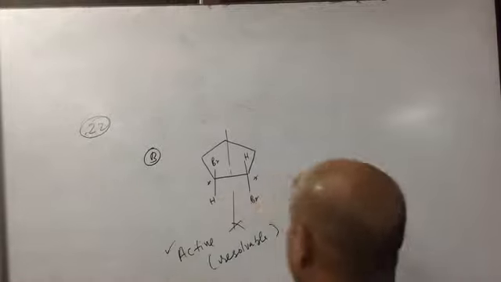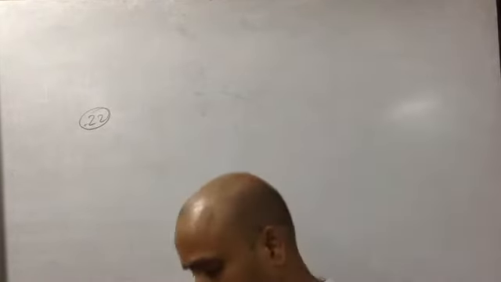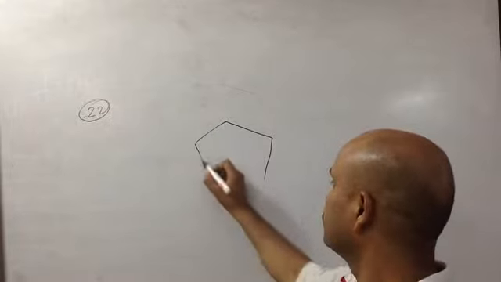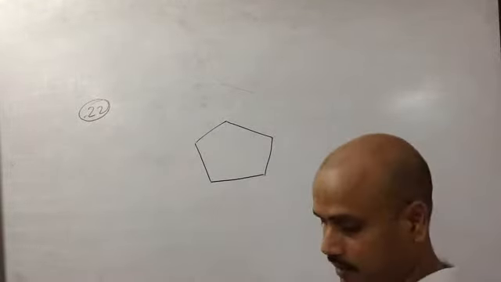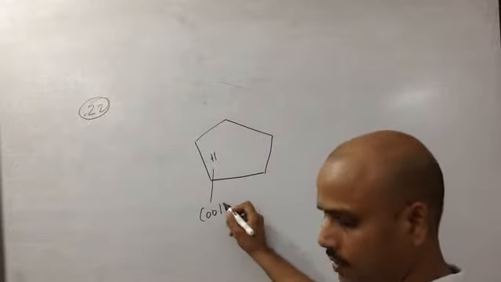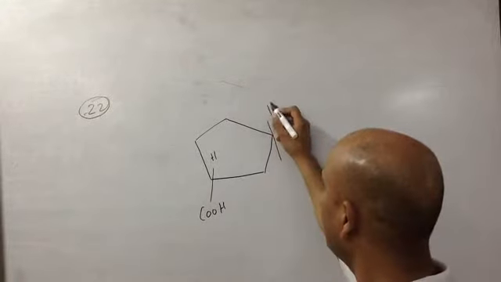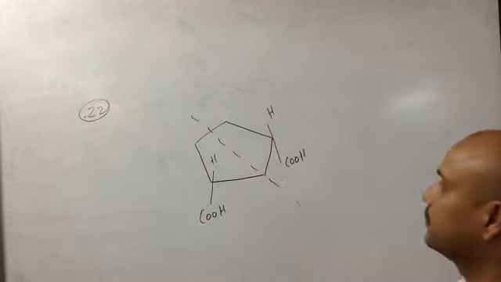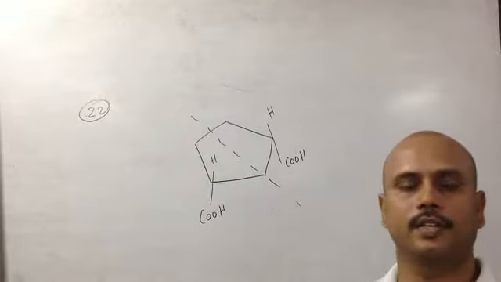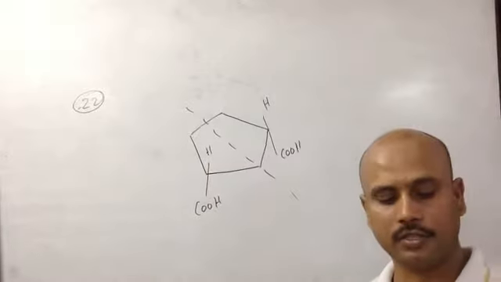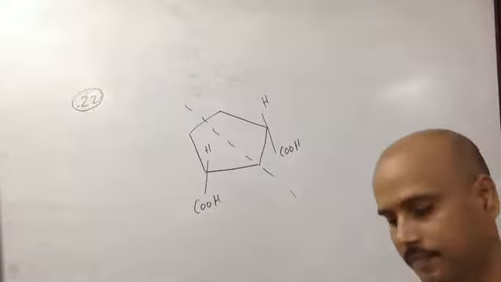Similarly, if you see option number C, you have this compound HCOH, again here HCOH. This has planar symmetry. Since it has planar symmetry, it is optically inactive. That's why the compound is non-resolvable.